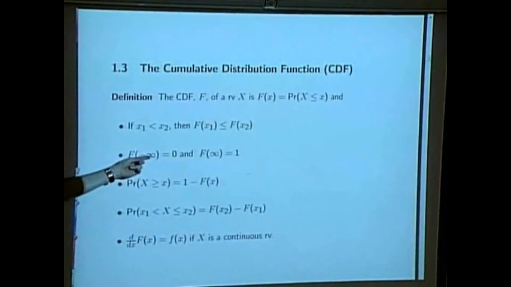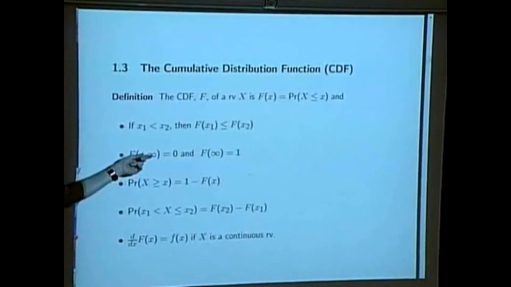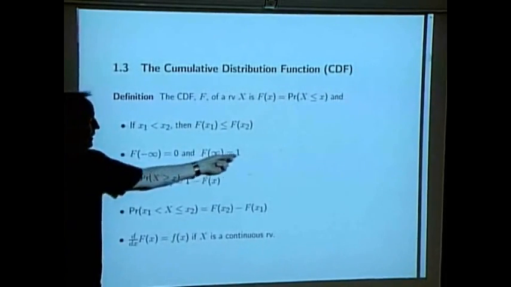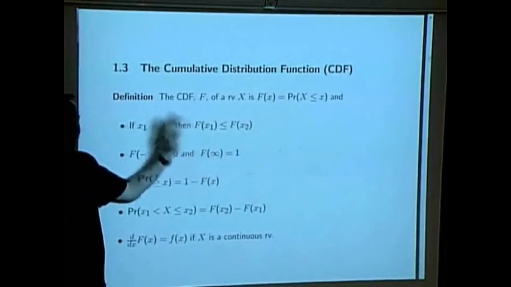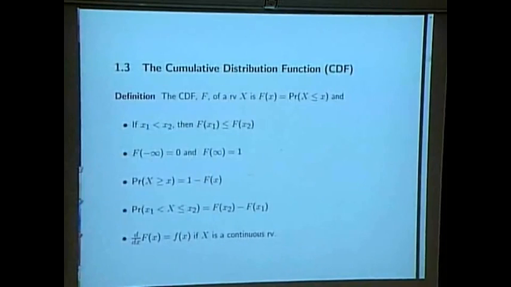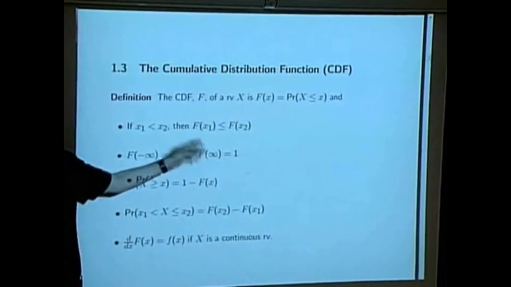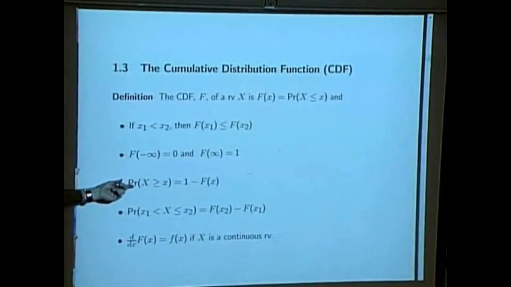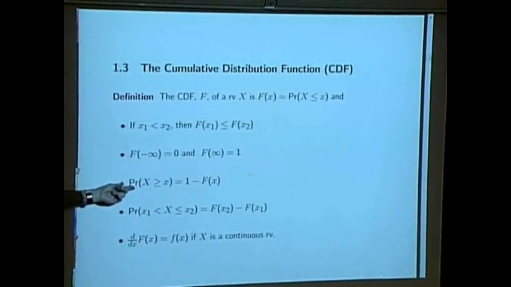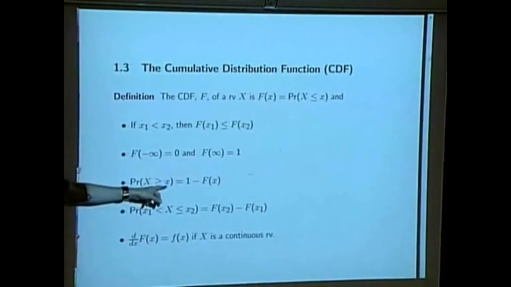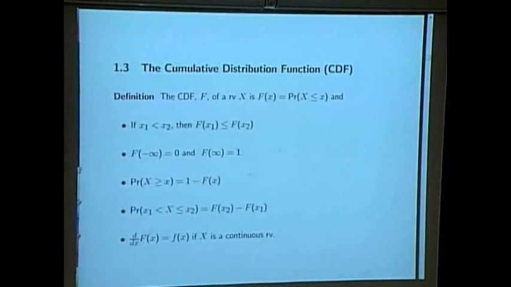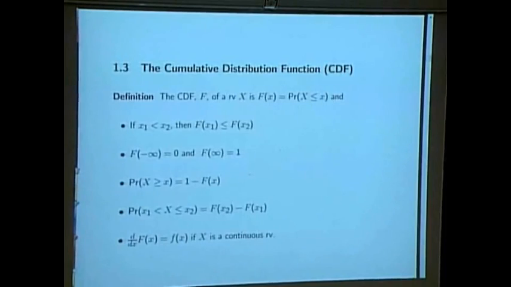The CDF at minus infinity is 0. The area to the left of minus infinity is 0. And the CDF at infinity is equal to 1. So the area to the left of plus infinity has to be equal to 1. This just says the total area under the probability curve is equal to 1. Because the total area under the probability curve is equal to 1, the probability that the random variable is greater than x is 1 minus the probability that it's less than or equal to x.